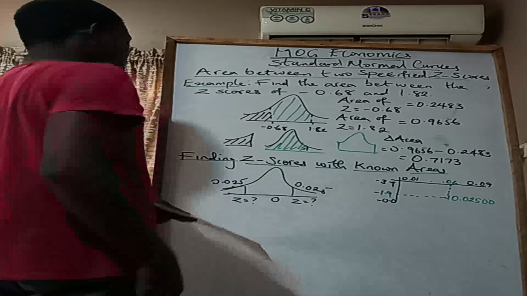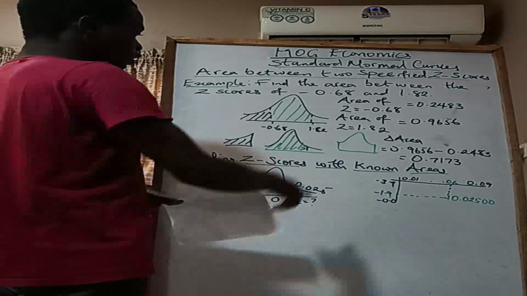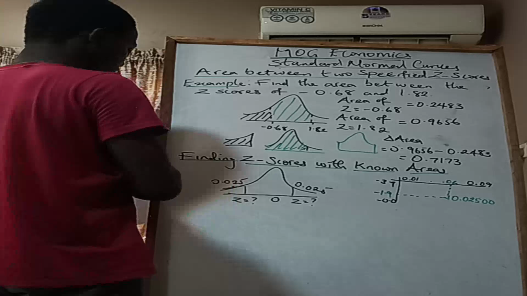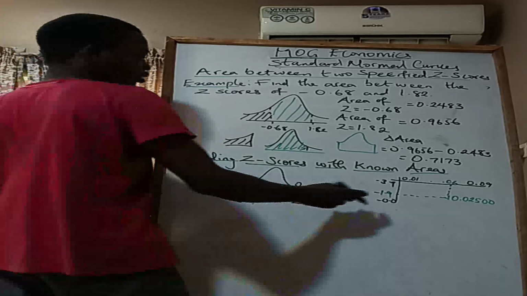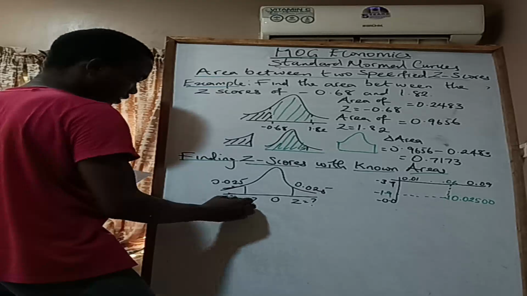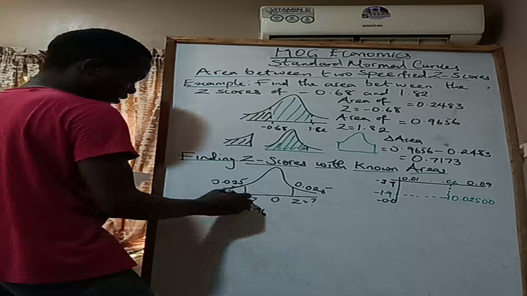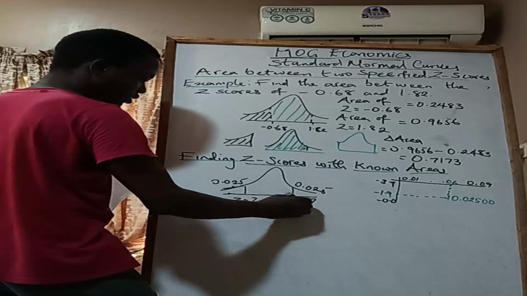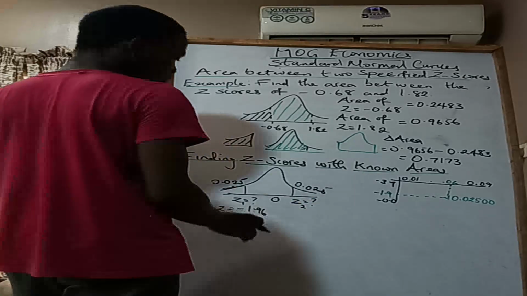Okay, 0.025. So that's 2.5%. So this z here is minus 1.9 and under 0.6. So z equals minus 1.96. Let me call this one z1. How about z2?